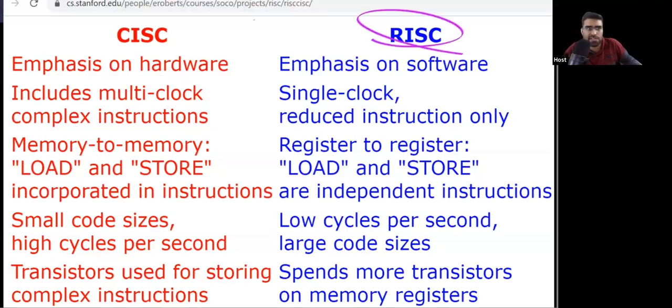In the RISC, every instruction will take only 1 clock cycle, single clock. Yes or no? Single clock cycle. Every instruction will take only 1 clock cycle. So basically the instructions are very simple.